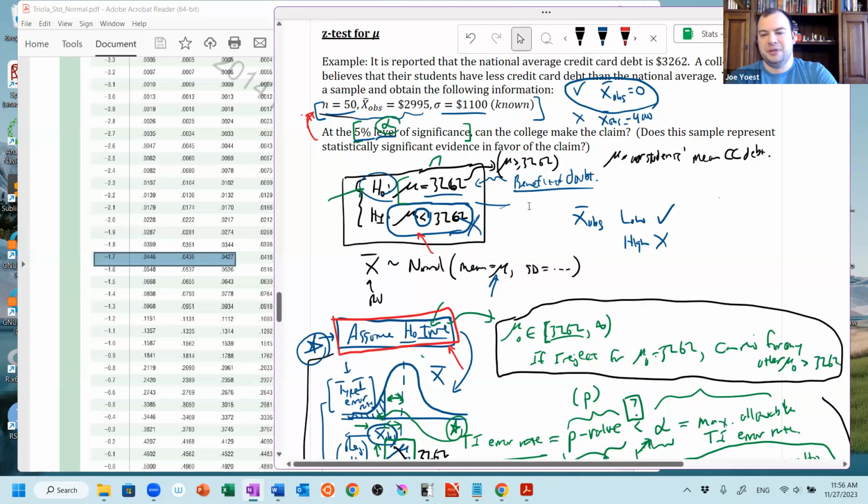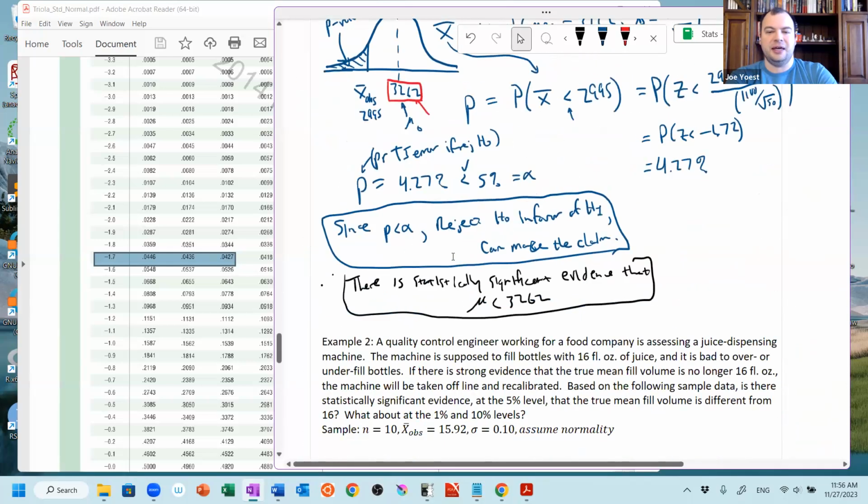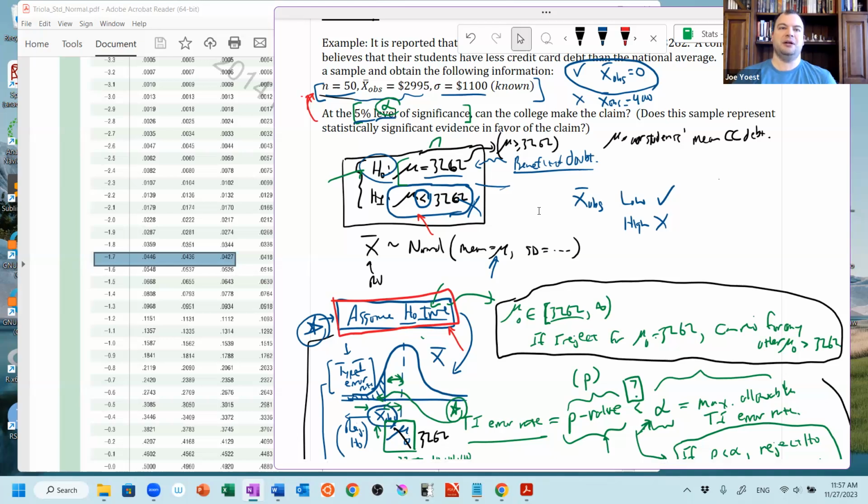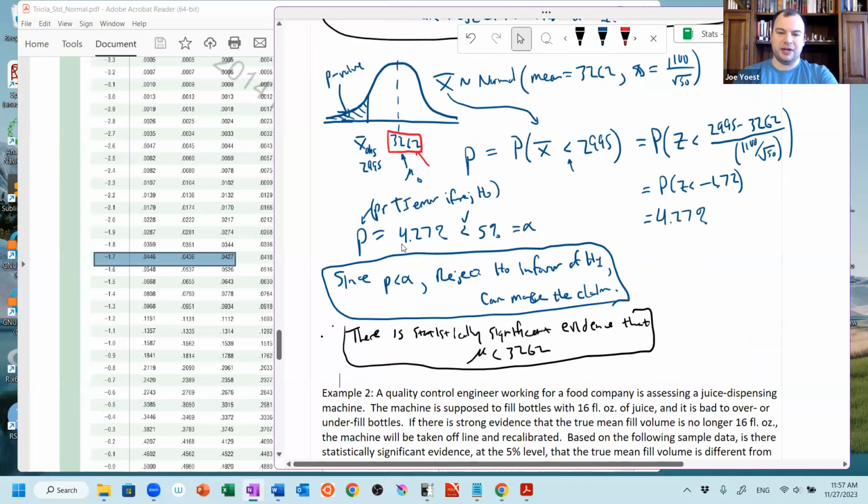But at the end of the day, we have provided some statistical evidence in favor of the alternative hypothesis and against the null hypothesis. And that's the important takeaway. We haven't proven that H1 is certainly true. This could have happened by sampling error. It could be a rare event that only happens a little over 4% of the time.